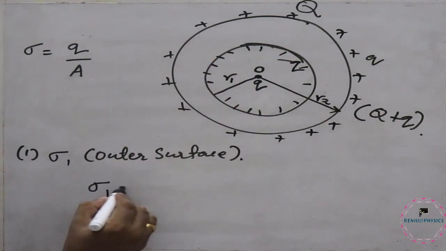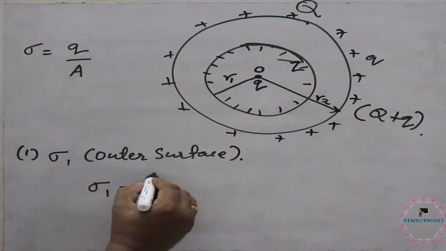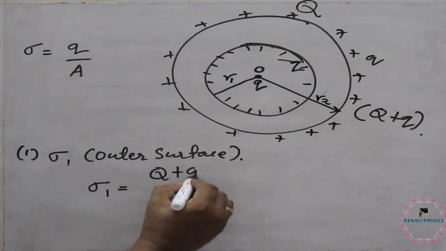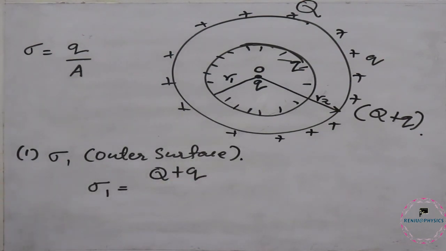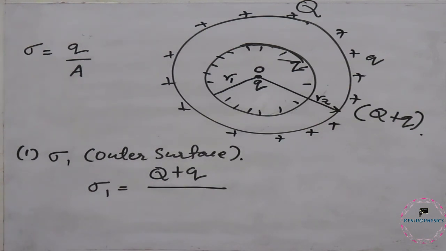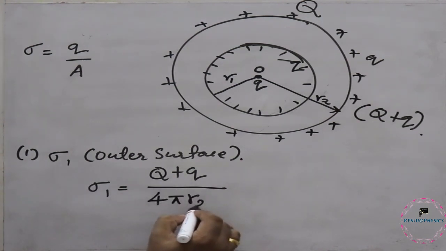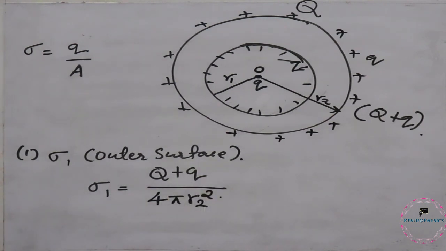So sigma 1 is equal to the total charge of the outer surface, capital Q plus small letter q, divided by the area. The outer surface has a radius R2, so the area of the outer surface will be 4 pi R2 square. So that is the surface charge density of the outer surface.